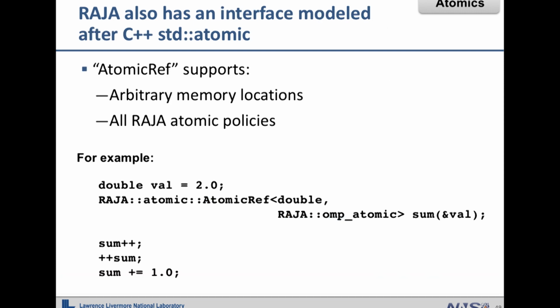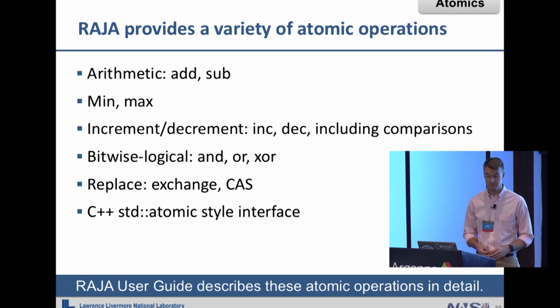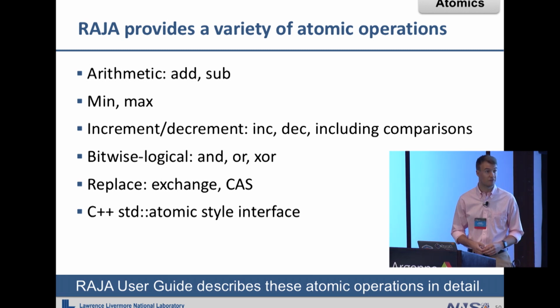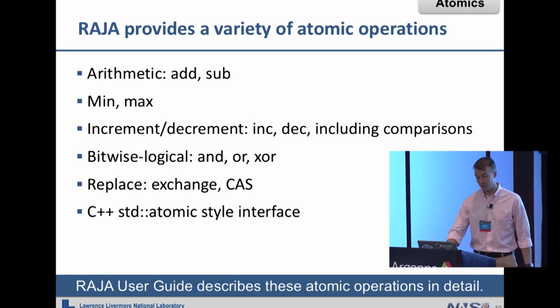We also have an atomic ref interface, which is more like the C++ standard atomic, which supports arbitrary memory locations and all atomic policies. So you have some double, and you can get an atomic reference to it and then operate on it like this. We provide a range of atomic operations: add, subtract, min, max, increment, decrement, some bitwise operations. There's exchange, and compare and swap, and we also have that standard atomic interface. So we have a lot more on this in the user guide if you're interested in more about the atomics.